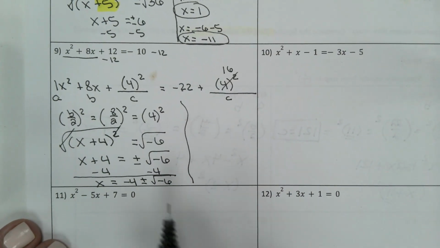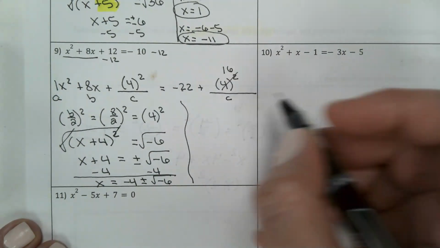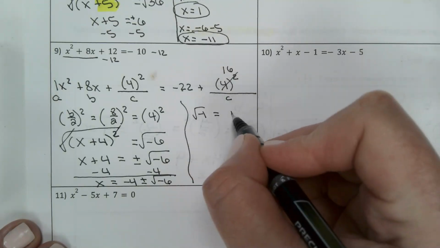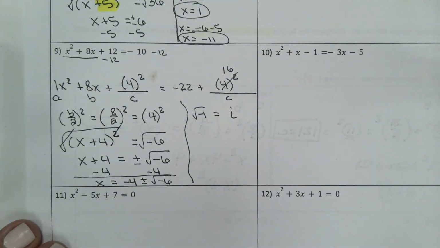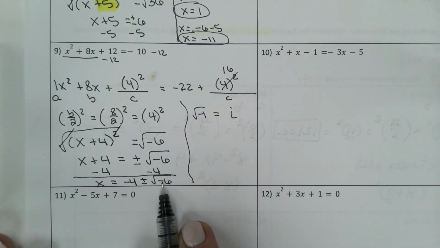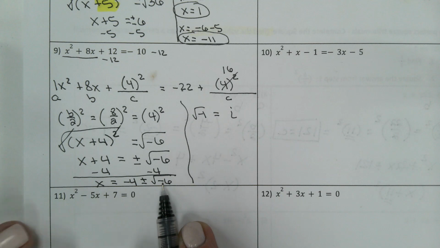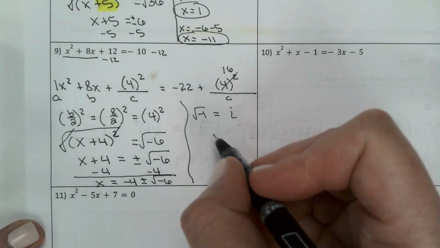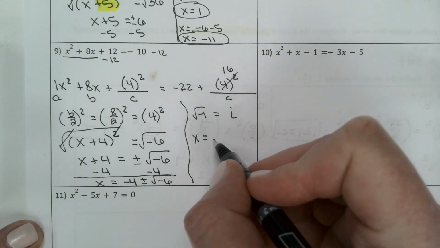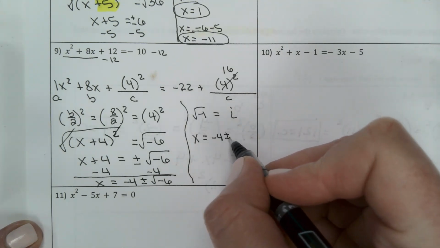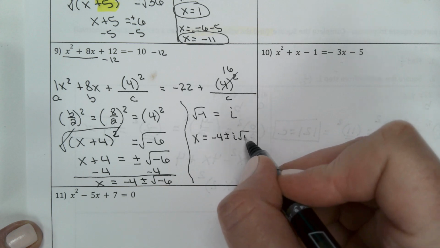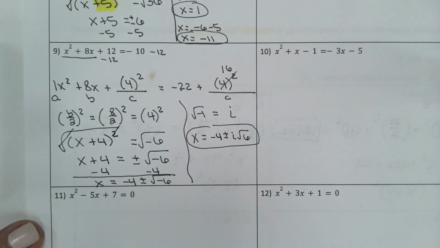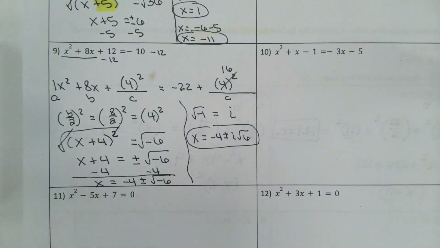We can't leave a negative under the radical. Fun fact, the square root of negative 1 equals i, an imaginary number. Anytime you have a negative under the radical, we are going to turn that into an i. So x equals negative 4 plus or minus i radical 6. And that is your solution, a good final answer on that one.